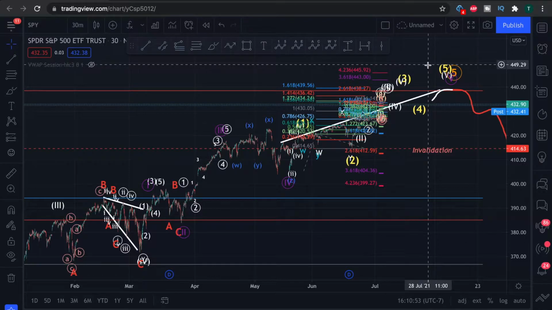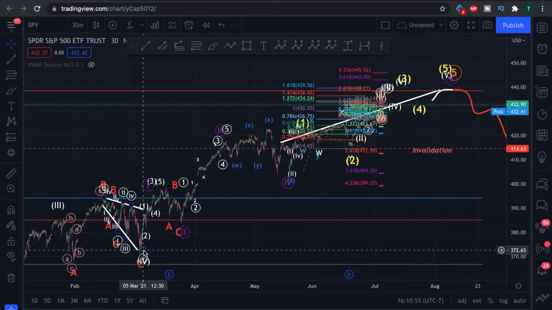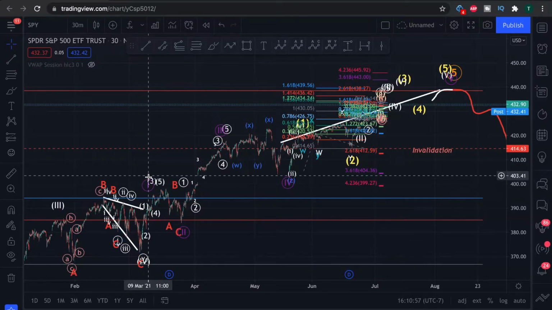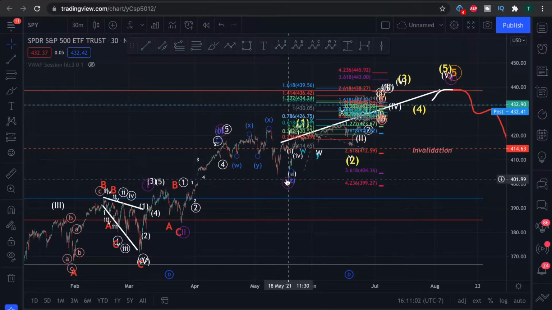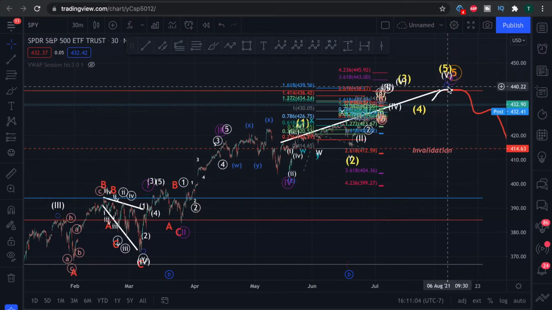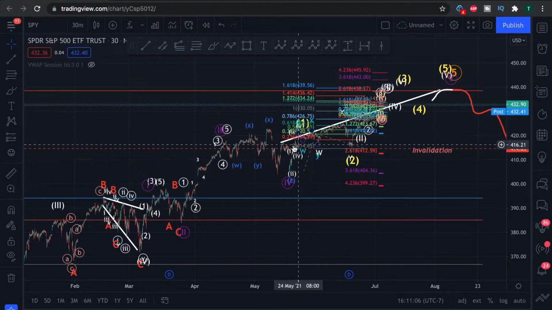And just to broaden out and zoom out a little bit, we have this count over here forming in purple. So a wave 1 up, a wave 2 down, a wave 3 up here, a complex correction for a wave 4, and now we're working on this wave 5. So we're dissecting this wave 5 right here into this golden yellow count.